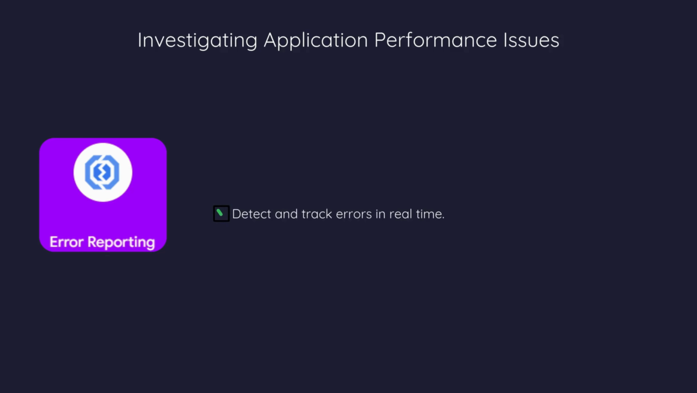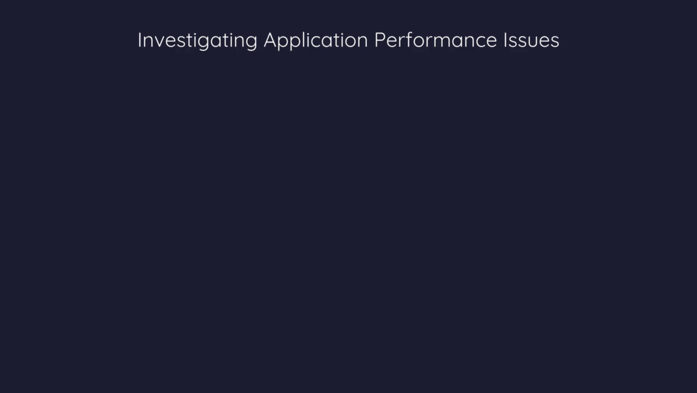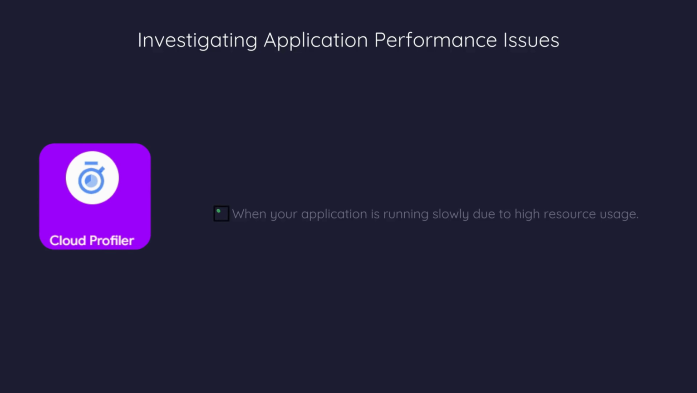When to use: detect and track errors in real time. Prioritize issues based on error severity and frequency. Cloud Profiler, what it does. Cloud Profiler continuously profiles your production applications, providing insights into how they use CPU and memory, which helps you optimize resource consumption. When to use.